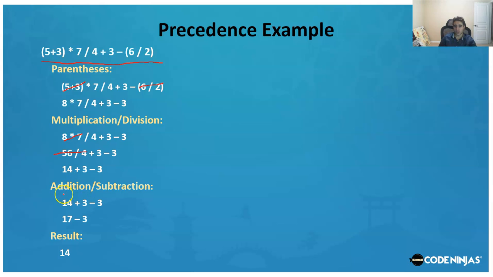Now we do addition and subtraction. The first thing we do is 14 plus 3, which is 17. Then we do 17 minus 3, and we get the result of 14. The good news is that the computer does all the math for you. You just have to understand the order it goes in. It's going to do the first parentheses on the left first, then this one, then the multiplication, because it's farther on the left than the division, then the division, then the addition and subtractions from the left, so this plus sign, then this minus sign.